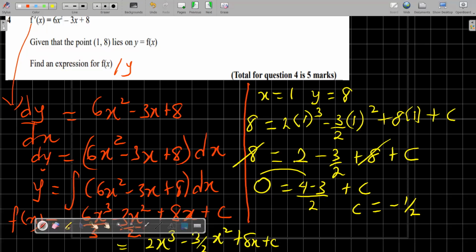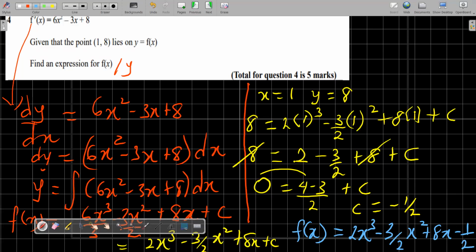simply, the question says you should find an expression for f of x. This means that f of x must now be equal to 2x raised to the power of 3 minus 3 over 2x to the power of 2 plus 8x, and then minus 1 over 2, which is your constant. As simple as this. With this, you're going to get full 5 marks. Let us go to the next question.